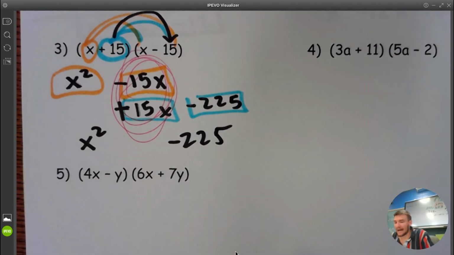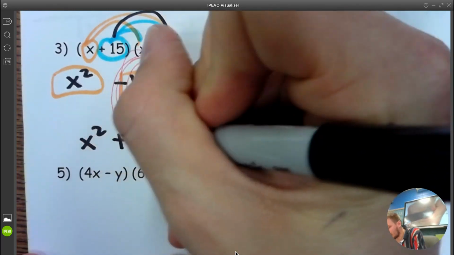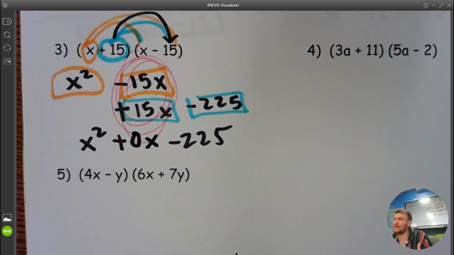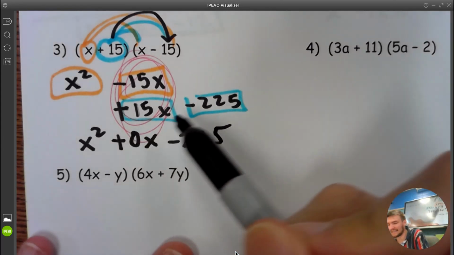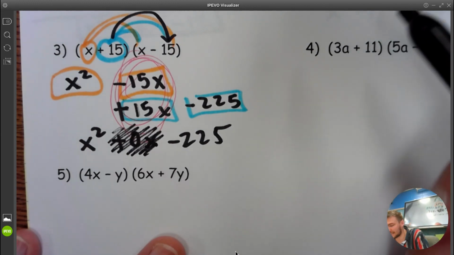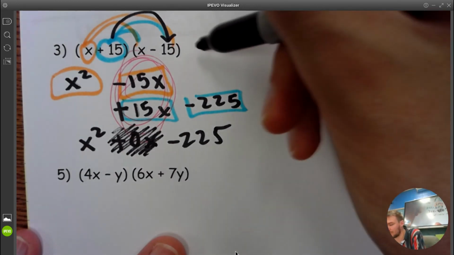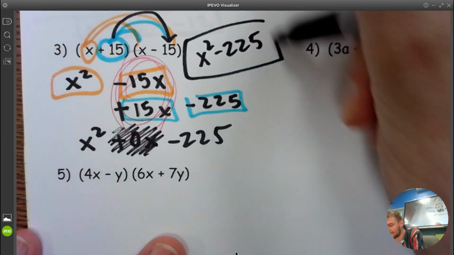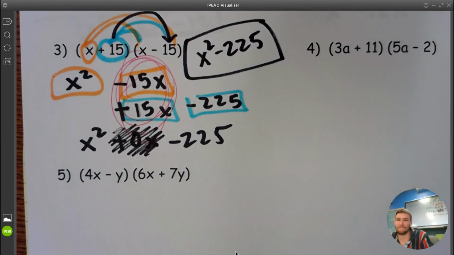So what we got is plus 0x, but why would we write that, right? I mean, that's kind of silly. So we're not really going to write plus 0x. For your answer, you would just put x squared minus 225. That's the whole thing, right?